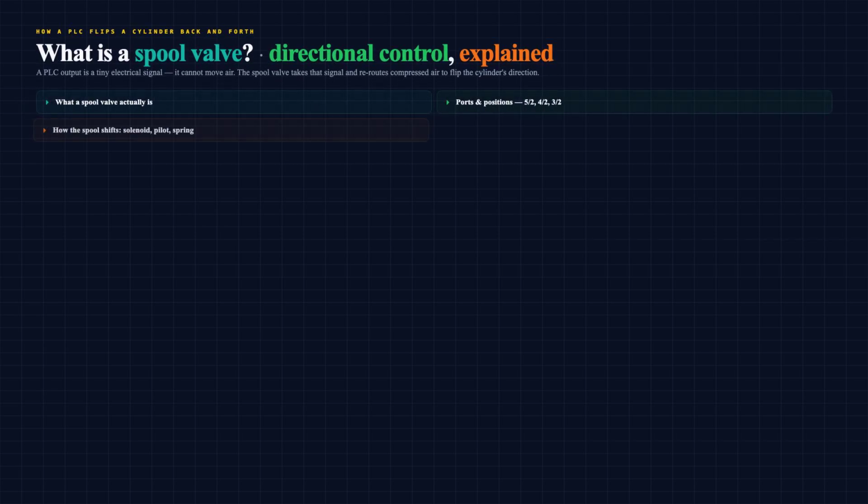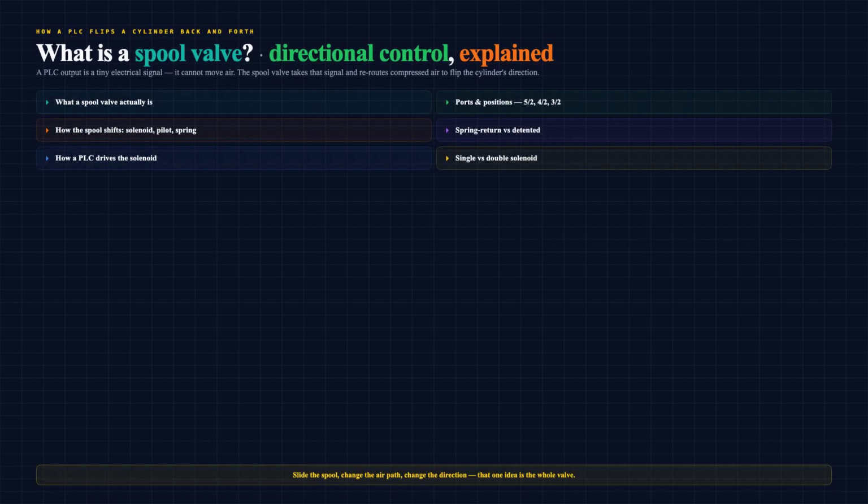A PLC decides to extend a cylinder, then retract it. But the PLC output is a tiny electrical signal. It cannot move air. So how does that one signal flip a pneumatic cylinder back and forth? The answer is a spool valve. A spool slides inside a body and reroutes compressed air to whichever side of the cylinder needs it.